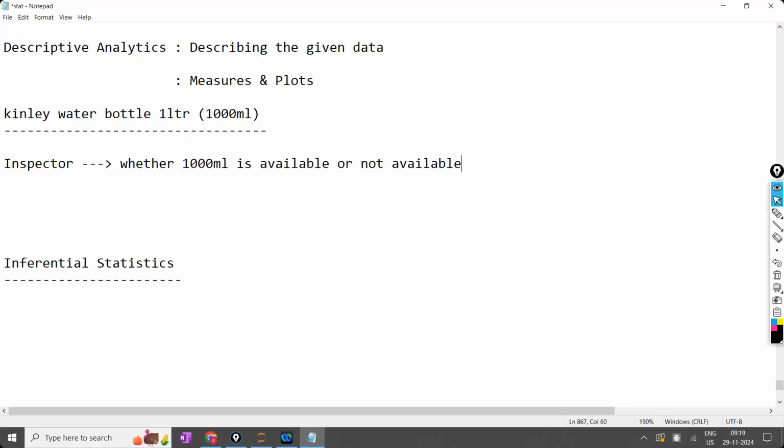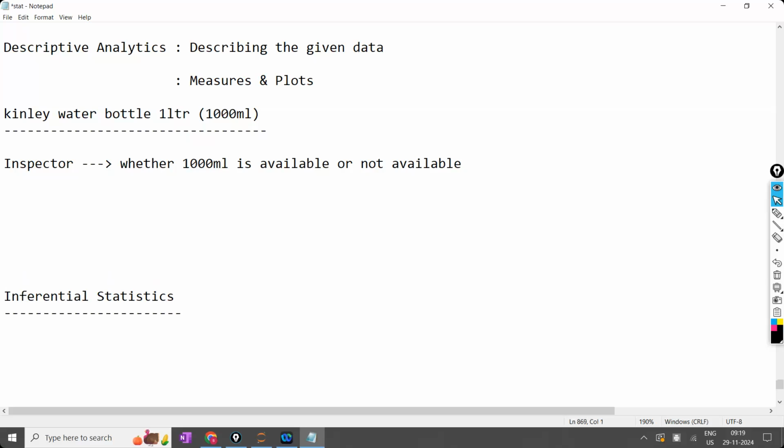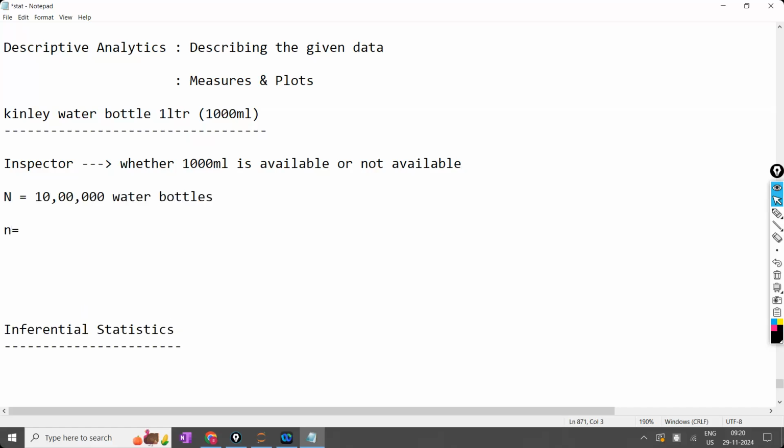Now for this, what are they going to do? They went to the Kinley manufacturing unit, but there are 10 lakh water bottles there. The population data is 10 lakhs. Now they have to inspect whether they are maintaining 1000 ml. Are they going to check all 10 lakh water bottles? No, that is highly impossible. They are not going to inspect 10 lakh bottles. So how many bottles will they inspect? Maybe 100 or something like that.